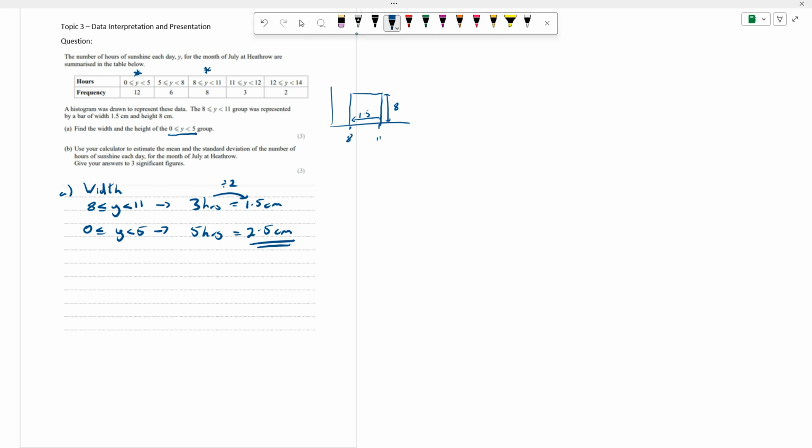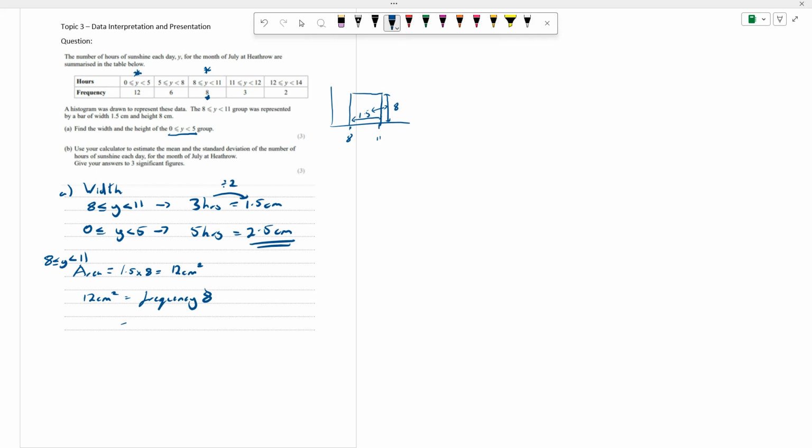Now the height is a little bit harder because with the height, we use frequency density on the histogram, which means I'm actually going to look at the areas first, because area represents my frequency. So the area of the first bar would be my length times height: 1.5 times 8, which is 12 centimeters squared. This is for the 8 to 11 group. That area, 12 centimeters squared, represents a frequency of 8.